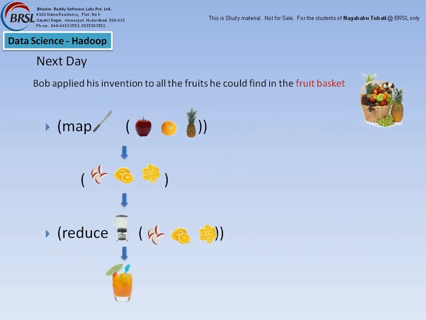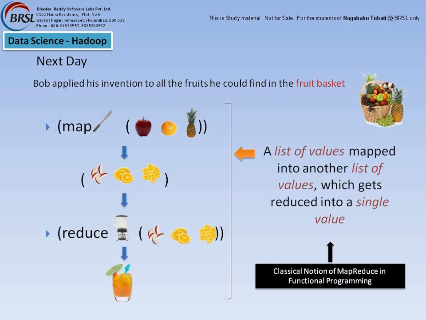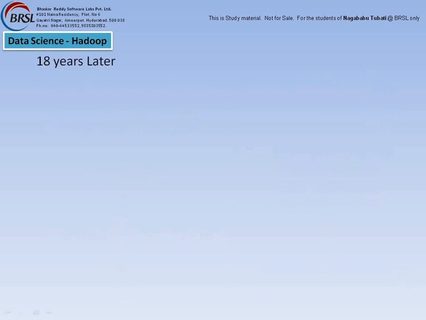The knife can be considered as a map function, and the blender can be considered as a reduce function. In functional programming, MapReduce maps a list of values into another list of values, which gets reduced into a single value. Here the list of fruits is mapped into a list of pieces, and these pieces are combined into one single glass of juice.